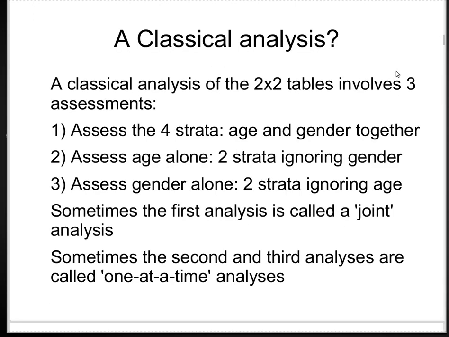Well, what did we do back in session 2? Well, we looked at the 9 2x2 tables that we could see as grouped into 2 kinds. Joint stratification on age and gender, or simultaneous stratification on age and gender. Stratification on age alone and ignoring gender. Stratification on gender alone, ignoring age. The first analysis is sometimes called a joint analysis. And sometimes the second and third analyses are called one-at-a-time analyses. There's other names that are often seen too, but we'll use these.